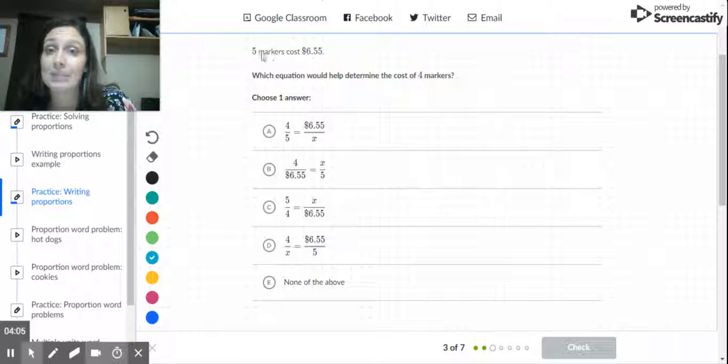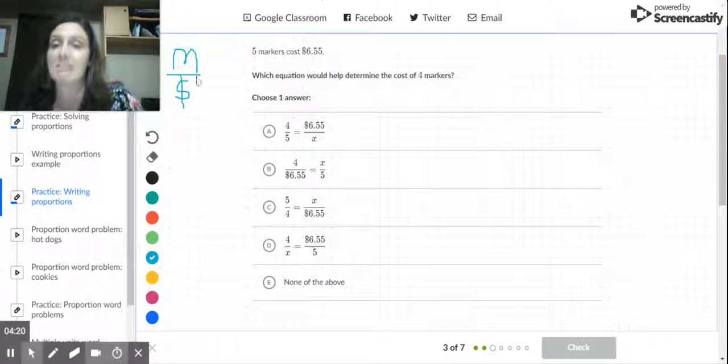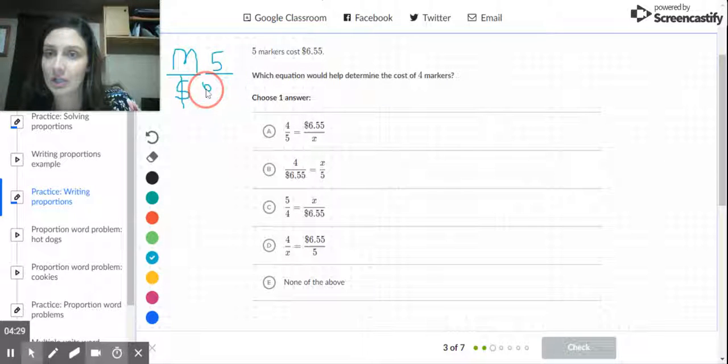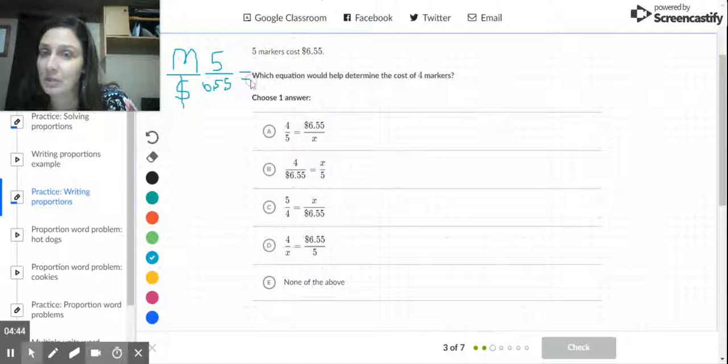So here's the thing. First, I need to label my words. So right here, I'm going to come over here and I'm going to say, you know what? I want to do markers over money. So I'm going to make a money sign so that they both start with M, okay? If I do markers over money, I know that I have 5 markers and they cost $6.55. I'm going to learn to write with this thing, I promise. And then it asks me, which equation could help determine the cost of 4 markers? So if it's going to be a proportion, it's going to be equal. So if I have 4 markers, it's going to look like that.